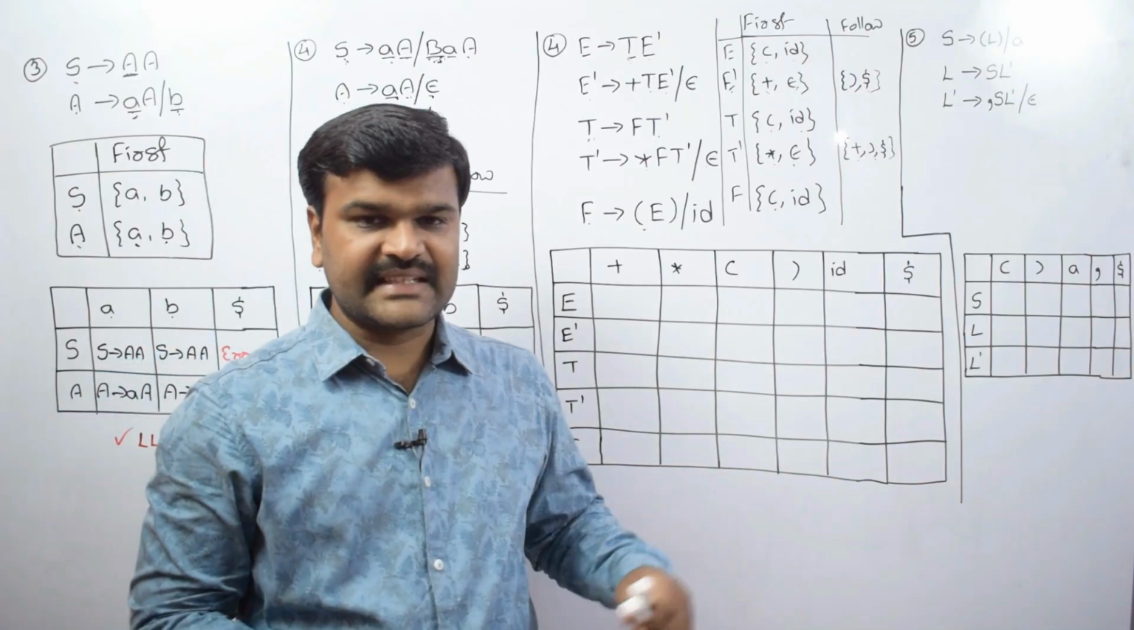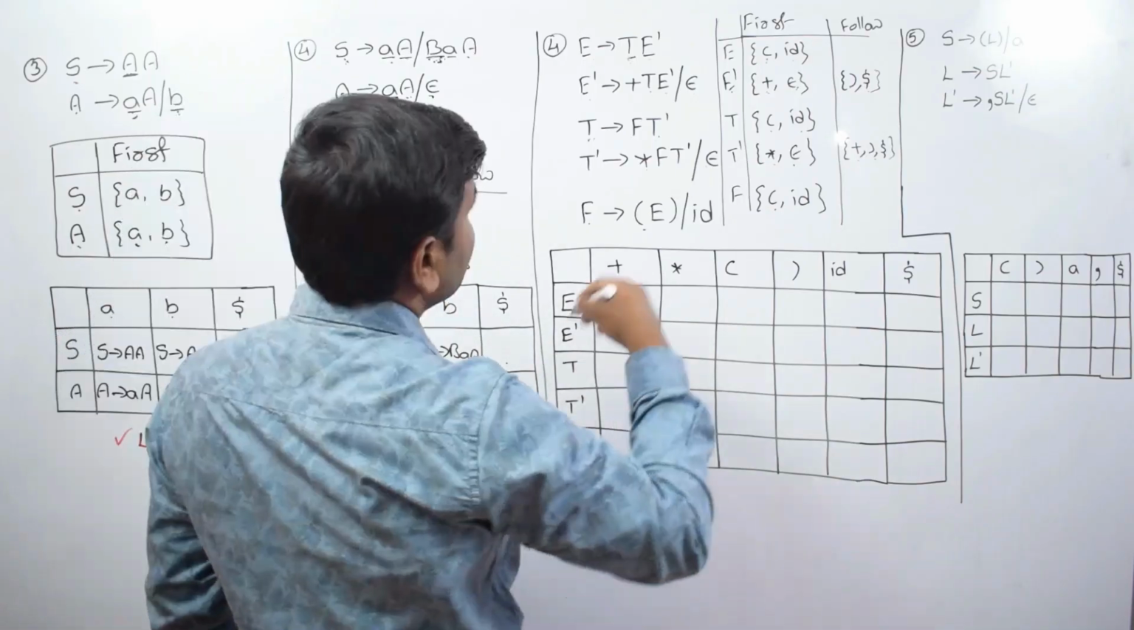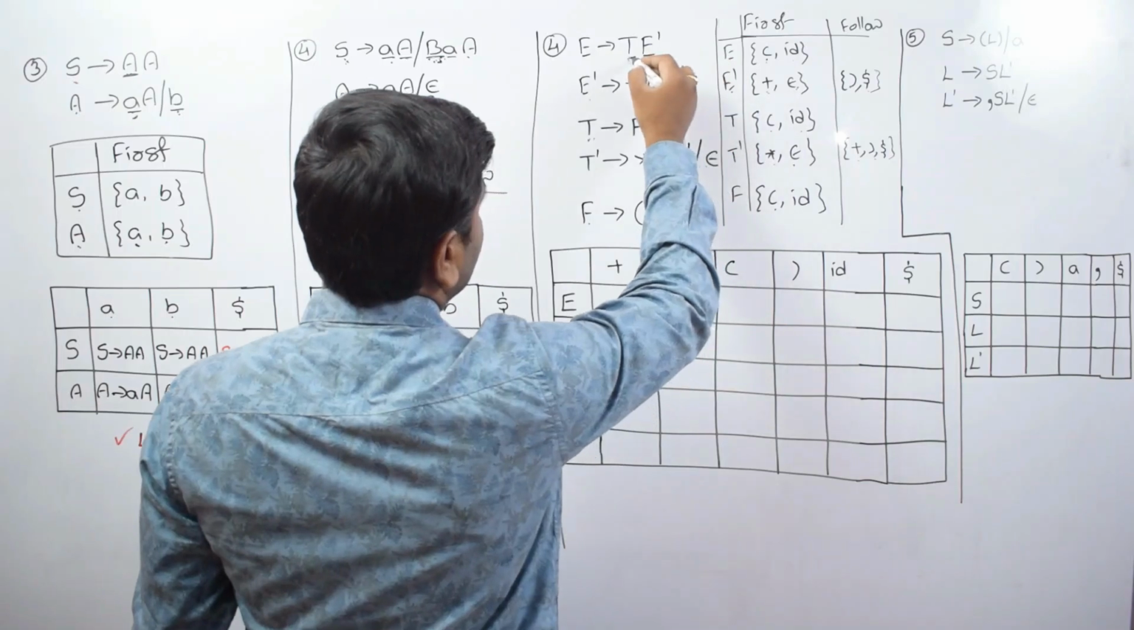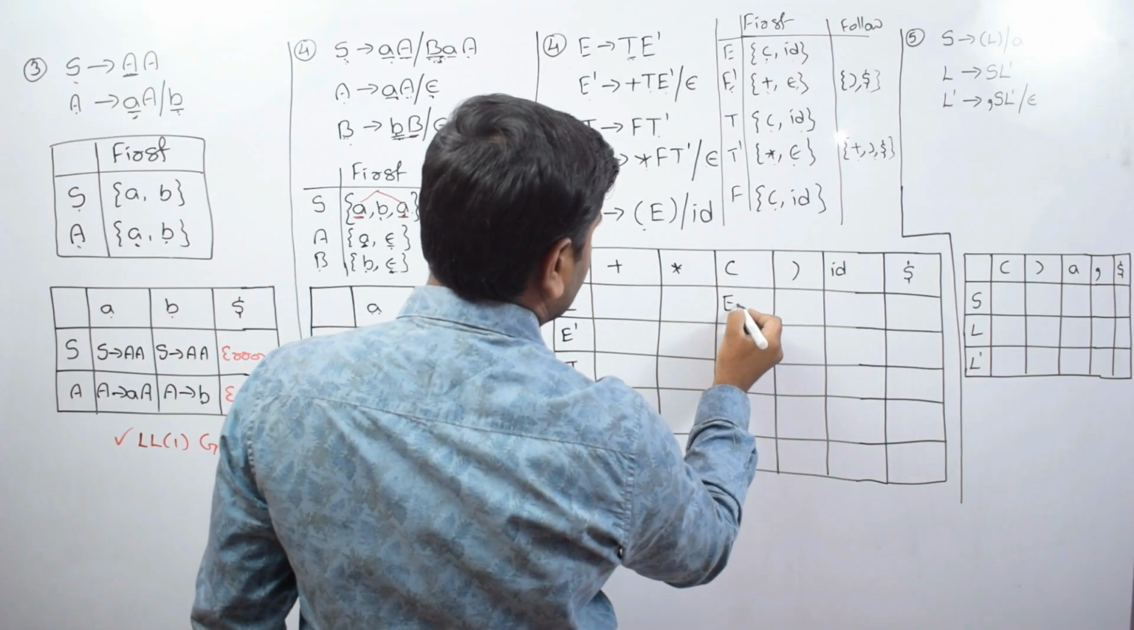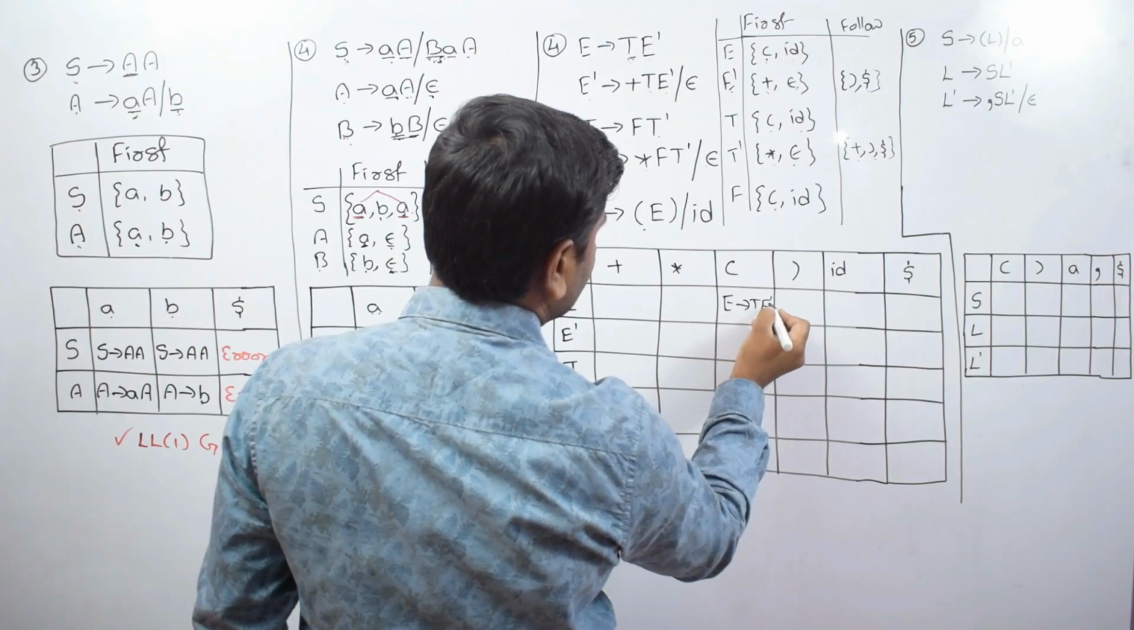So let us try to construct it anyhow. This closed brace we got from this production. So under closed brace, E arrow T E dash we are going to add.